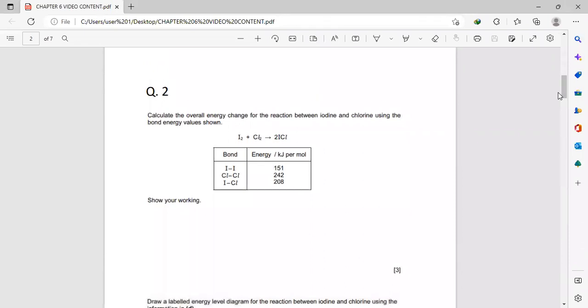Second question. Calculate the overall energy change for the reaction between iodine and chlorine using the bond energy values. I2 plus Cl2 gives 2 ICl. Here you want to write bond breaking. Here I2, what is the value of I2? 151, plus Cl2 value 242. The answer will come 393 kilojoules per mole.